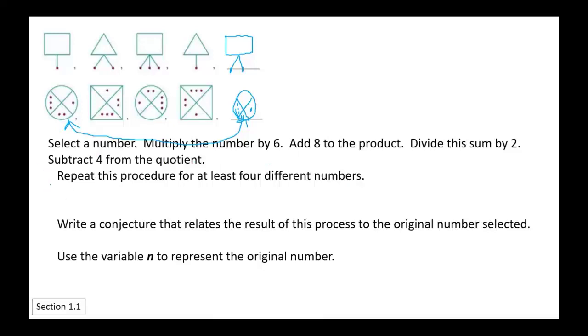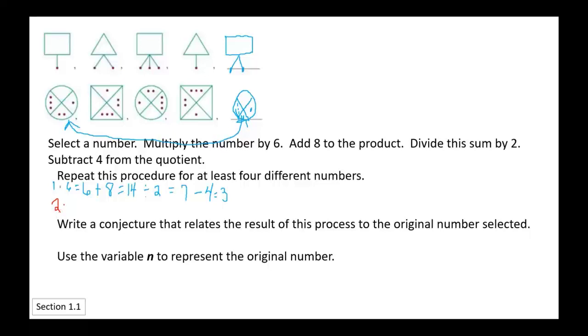I'm going to pick 1, and then I'm going to multiply that number by 6, and then I'm going to add 8. So 6 plus 8 gives me 14. Then I need to divide that by 2, and that's 7. And now I need to subtract 4. 3.